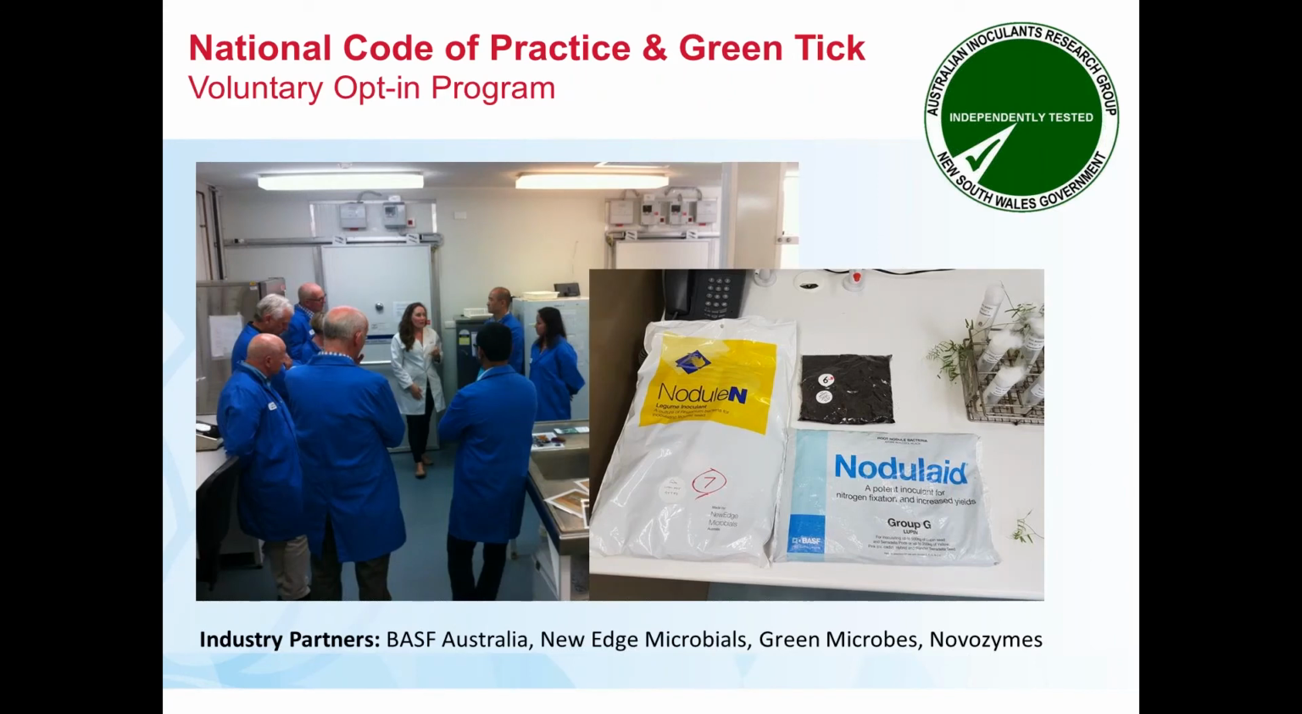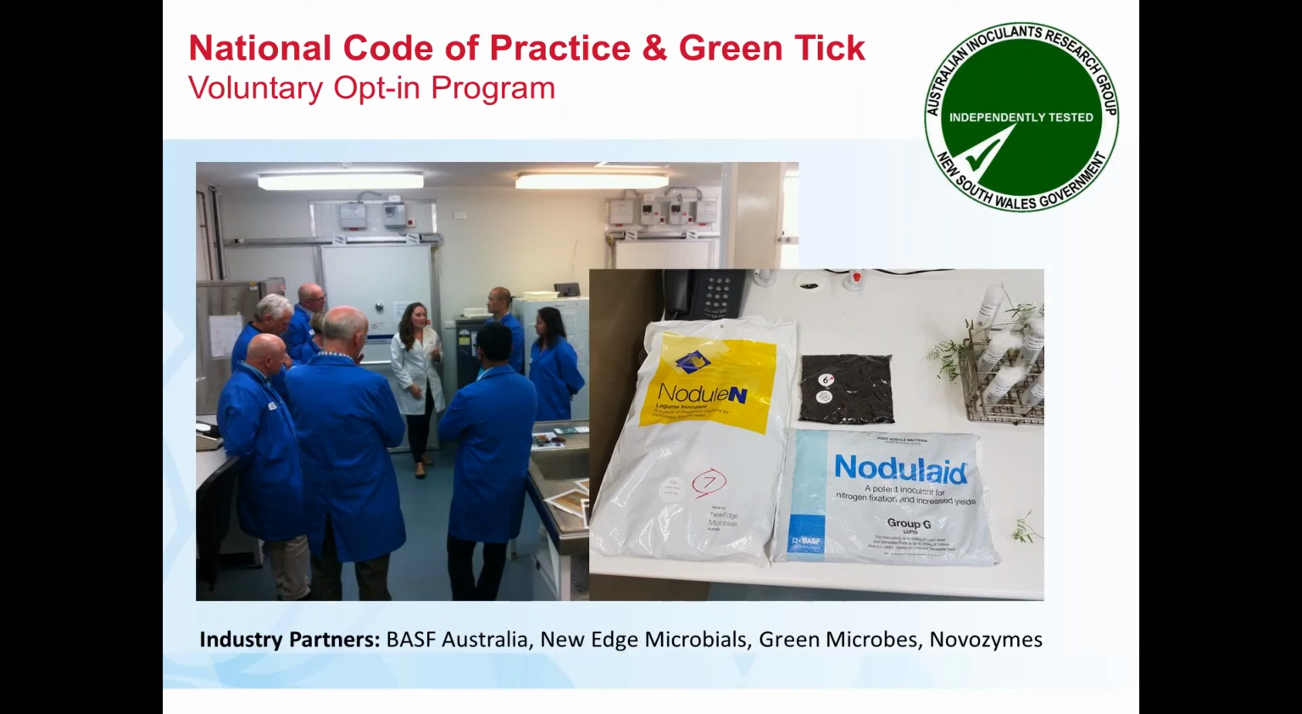Our National Code of Practice and Green Tick program are voluntary opt-in programs. We have 4 major industry partners, which are listed there on the screen. And these partners choose to get their products independently tested by our service. When we independently test them, they are allowed to show the green tick logo on their packets. So if you see an inoculant bag that has the green tick logo, you know that it's been independently tested by us. And some of the things we're looking for is that the labeling on the package is correct.